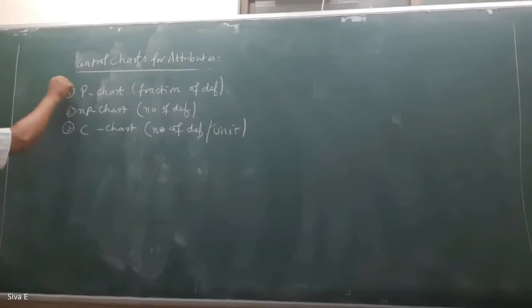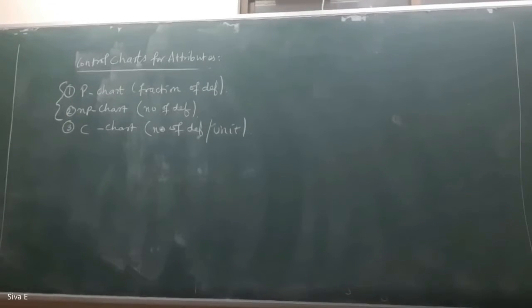In the class, we will discuss the first two control charts, the P chart and NP chart, that is fraction of defective and number of defectives.